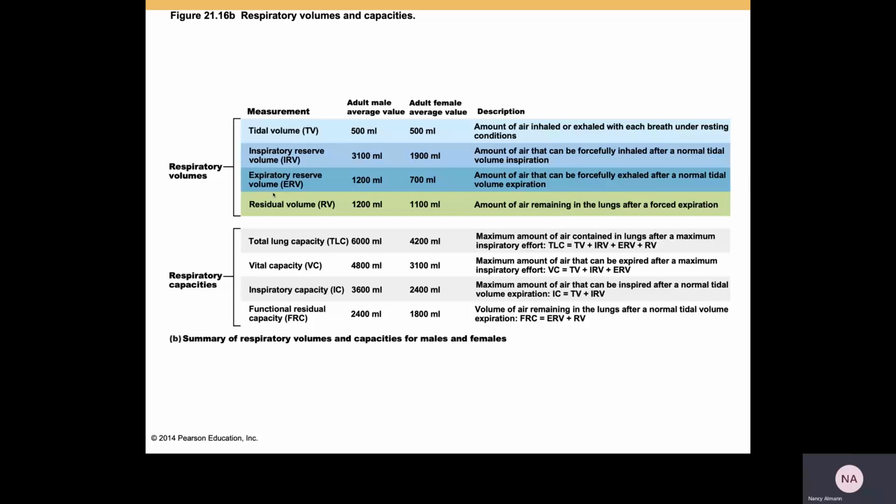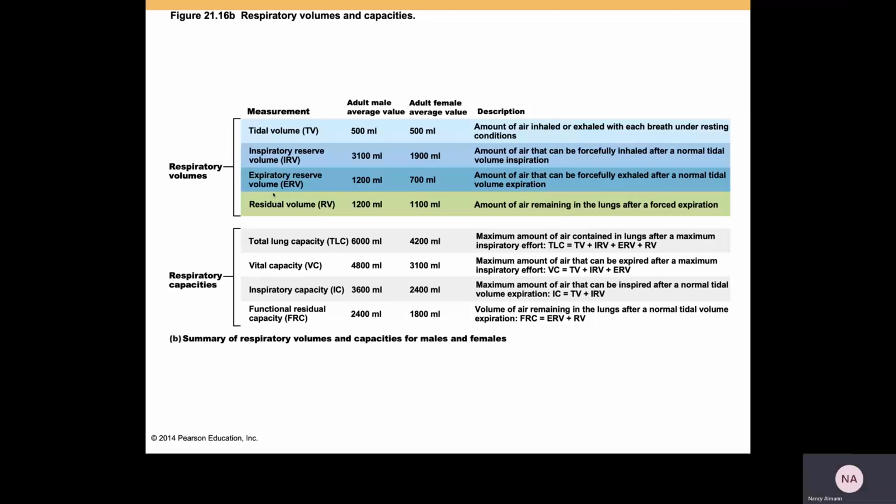as indicated here. So tidal volume is the amount of air inhaled or exhaled with each breath, again, under resting conditions. Inspiratory reserve volume, as I said, is the amount of air that can be forcefully inhaled after a normal tidal volume inspiration. And remember, that is after a normal tidal volume inspiration. Expiratory reserve volume is the amount that you can forcefully exhale after normal tidal volume. And residual volume is the amount of air that remains in the lungs after forced expiration.